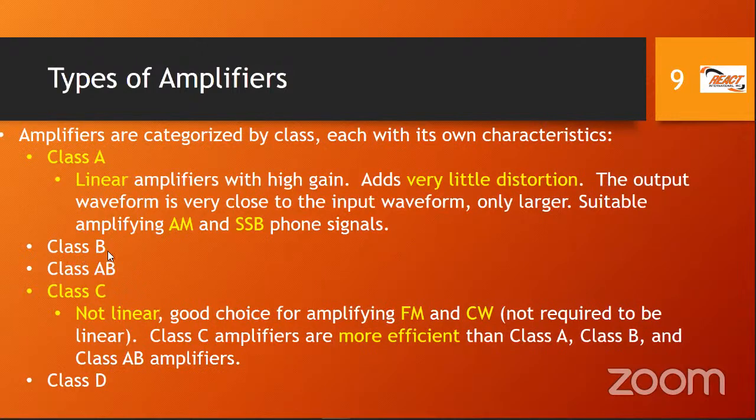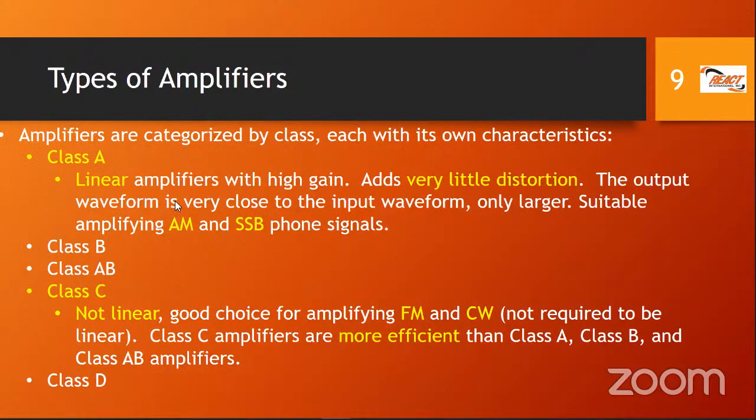So just take it for granted for now there's something called the Class B amplifier. Take it also for granted that we have something called the Class AB amplifier. But let's discuss now the Class C amplifier. Notice we said that the Class A amplifier was linear. Notice that the Class C amplifier is not linear. And we're saying here that it is suitable for amplifying FM and CW. Note that you don't need linear for these, right?